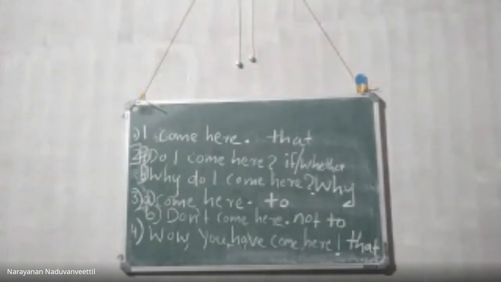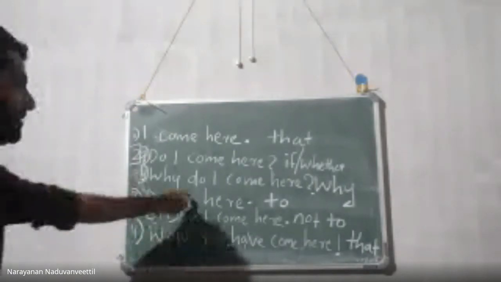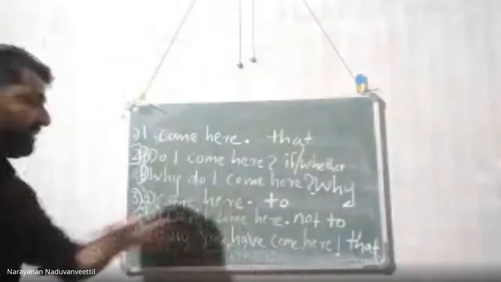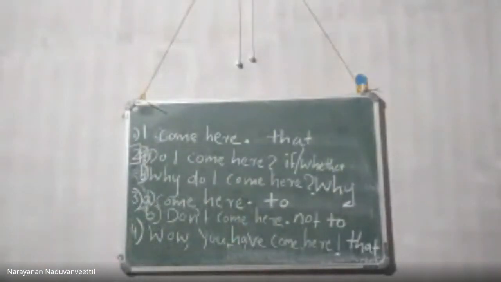Now the reporting would be like this. In the first category: "I come here." Rohan said to Rahul that. Next one: "Do I come here?" Rohan asked Rahul if, or Rohan asked Rahul whether. "Why do I come here?" Rohan asked Rahul why. Third one: "Come here." Rohan ordered Rahul to. "Don't come here." Rohan ordered Rahul not to. "Wow, you have come here." Rohan exclaimed to Rahul that.